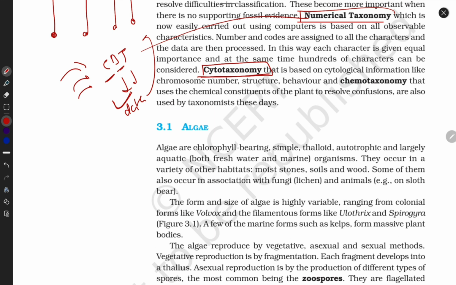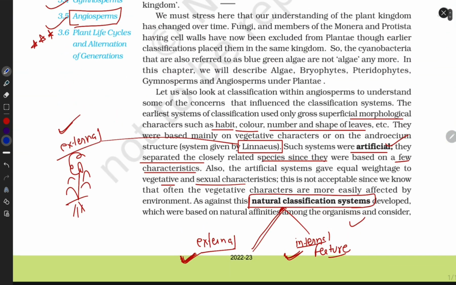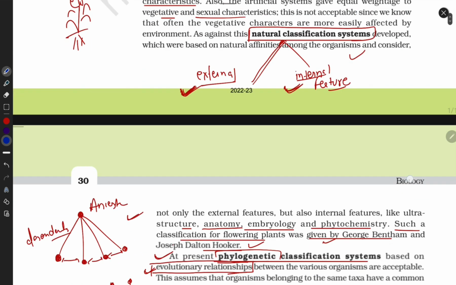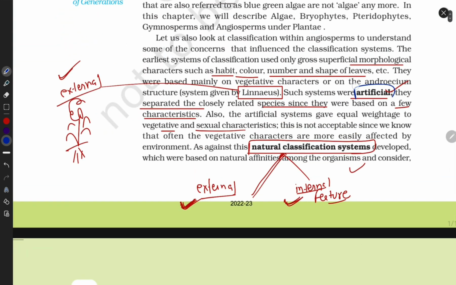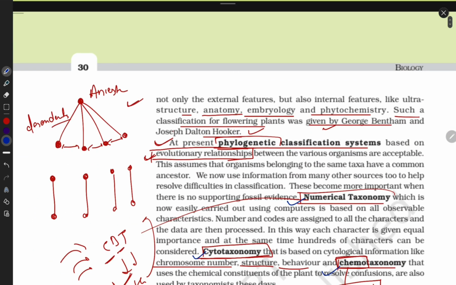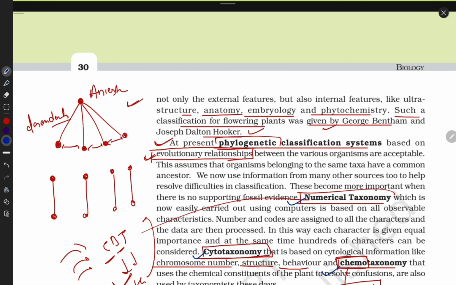Now Cyto Taxonomy, this is very lengthy, but this is the most correct. They said to check their chromosome numbers, chromosome structures, their behavior, and then put them into the same group. Some gave a theory like chemotaxonomy. Chemo means chemical. They check their protein level structure and then put them into the same group. So be clear on these classifications: artificial, natural, phylogenetic, numerical, Cyto Taxonomy and chemotaxonomy. Artificial taxonomy checks external features. Natural taxonomy checks external as well as internal features. Phylogenetic classification checks evolutionary relationship.